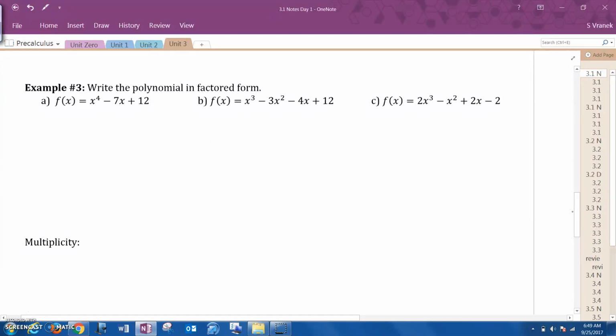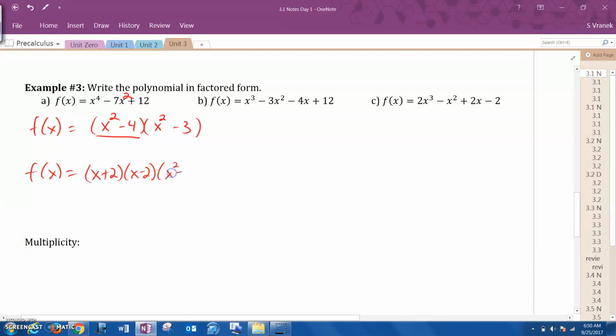This one is write the polynomial in factored form, and let's see what happens. So this should actually say x squared right here. So if yours does not say that, it needs to have a squared. It's 7x squared, or else we can't do this problem. So two numbers that multiply to 12 that add to -7 would be -4 and -3. Now, because it's x to the fourth and x squared, these both are x squareds. And then we can factor this piece more because it's a difference of squares. So we get x plus 2, x minus 2, and then x squared minus 3.